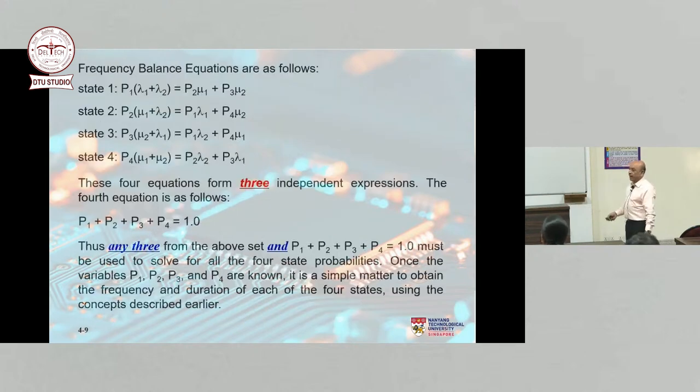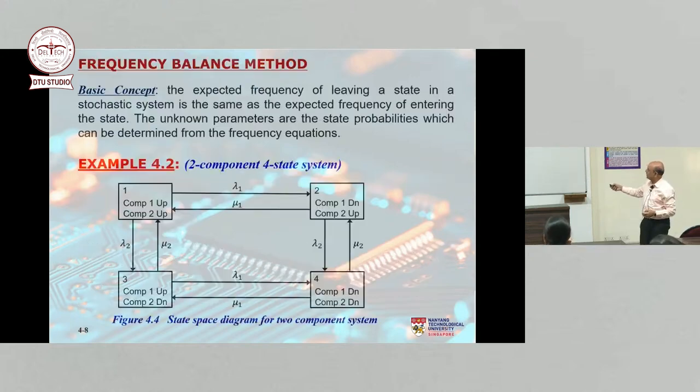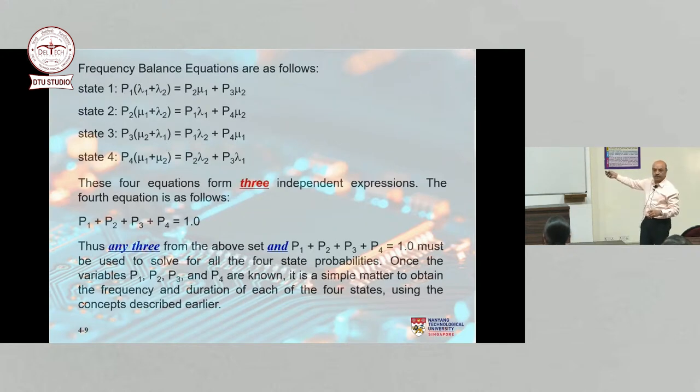So I'm going to write some frequency balance equations. Remember, the frequency of being in state 1 and departing, and the frequency of entering, is the same, right? So let's go back to state 1. What's the frequency of leaving state 1? It's the probability of being in state 1 multiplied by lambda 1 plus lambda 2, correct? The total failure rate outside state 1 is lambda 1 plus lambda 2, and the probability of being in state 1 is P1. So P1 times lambda 1 plus lambda 2. That's the frequency of leaving the state.